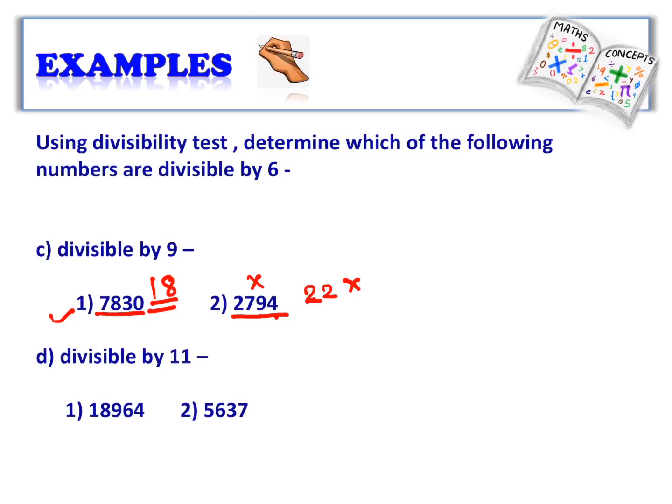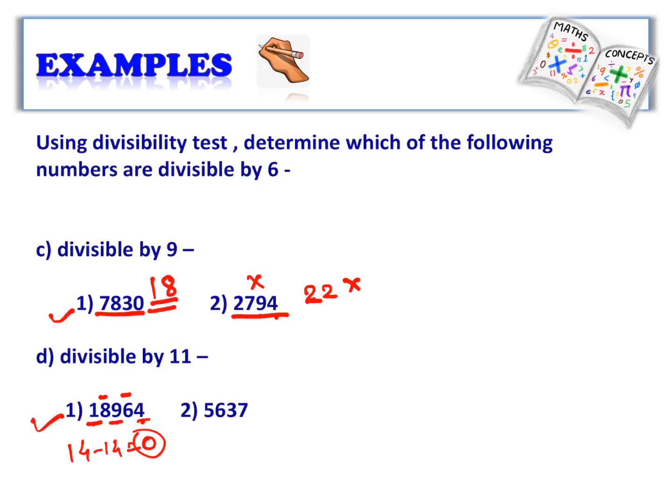Now let's check divisibility test for 11. 18964. The sum of numbers at odd places is 1 plus 9 plus 4, which is 14, and the addition of numbers at even places is 8 plus 6, 14. 14 minus 14 is 0, and we can say that this is divisible by 11.